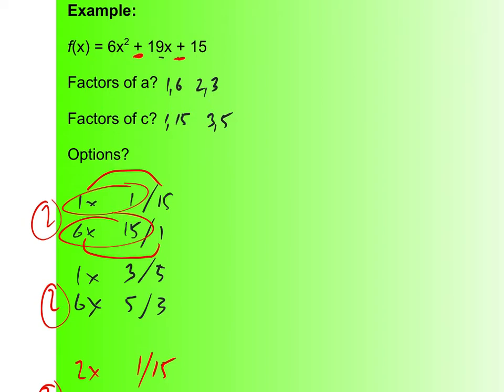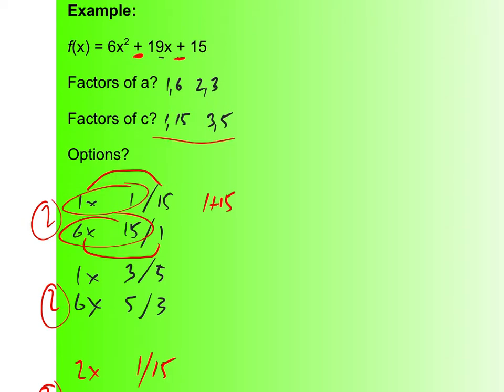So what we have is looking at what combination here would give us the A and the C's that we need. So the 1 and the 6, or the 2 and the 3, and then the 1 and the 15, or the 3 and the 5. But what is going to add up to 19? And again, it's not just adding up like 1 plus 15, because you know that one of those is going to be multiplied by 6.